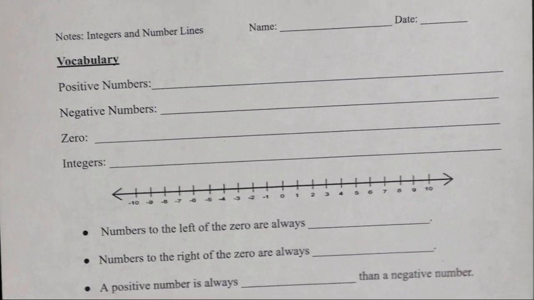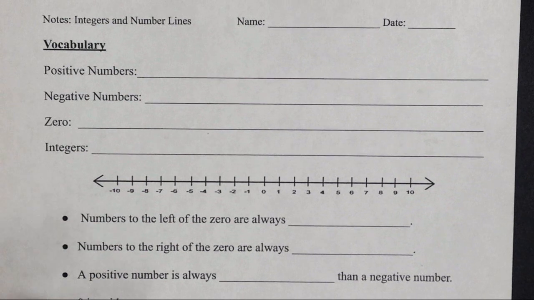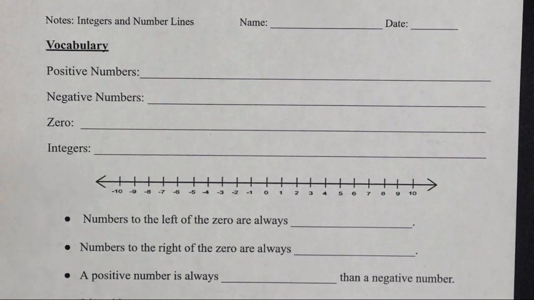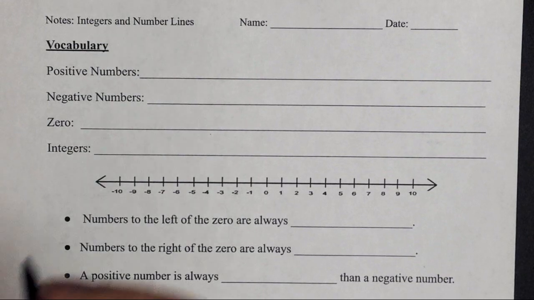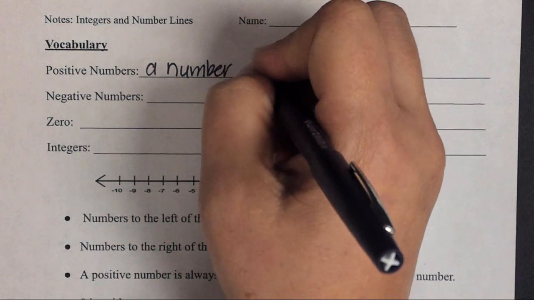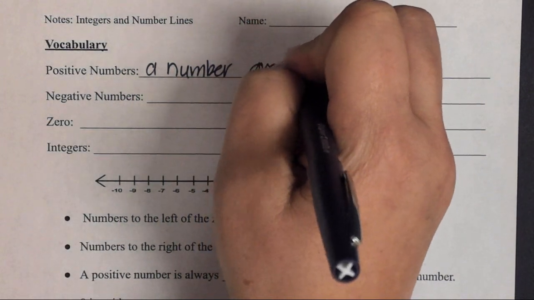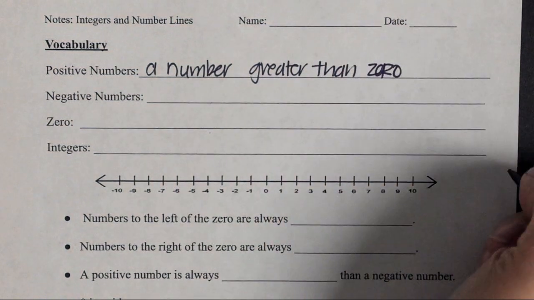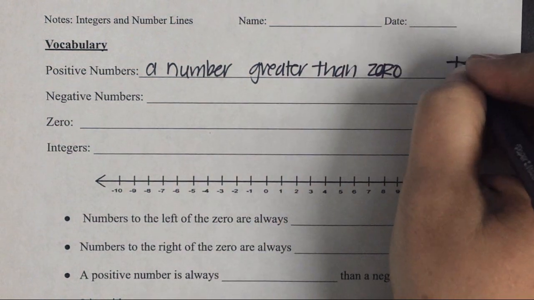Positive numbers. Somebody tell me in your own word what you think a positive number is. It can be a number anywhere from 0 to infinity, but it can be a negative number. All right, so I agree with everything except for one thing you just said. 0 is not a positive number. So, our definition of a positive number is a number greater than 0. And we will represent a positive number with a positive sign.